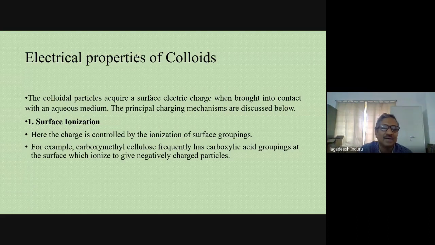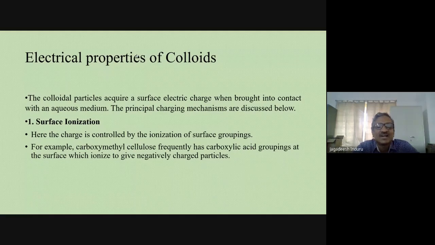Obviously, our pharmaceutical powders are colloids which are either weakly acidic or weakly basic. So they have a negative charge or positive charge. Sometimes we have a zwitterionic effect, then we have a neutral charge. This charge on the surface of a colloid is very, very important for its stability and properties, which we have already discussed. So one is the surface ionization.